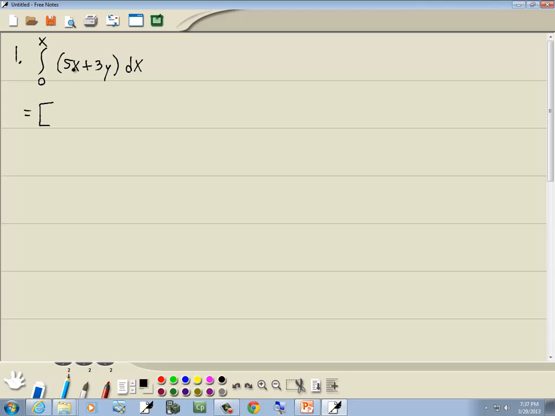Well, we're taking this one with respect to x. So, the 5x, add 1 to my power, divide by my new power. So that gives us 5/2 x squared plus, and remember, if you just had a constant here, like 5 or 7, then you just add an x onto it, which is what we'll do. So this becomes 3xy. So again, you treat the 3 and the other variable just like constants.